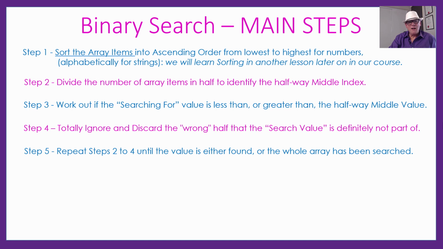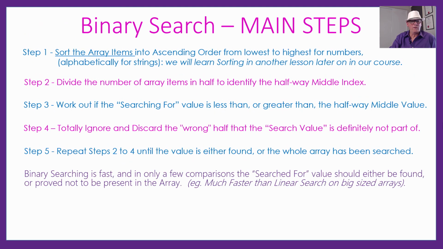Step 4, Step 5 is you just keep repeating those 3 steps, steps 2, 3, and 4. You keep repeating them until you've either found what you're looking for, or you might just be at the end of the searching. You can't go in half anymore, and you've finished. And the result is that that item was not found.